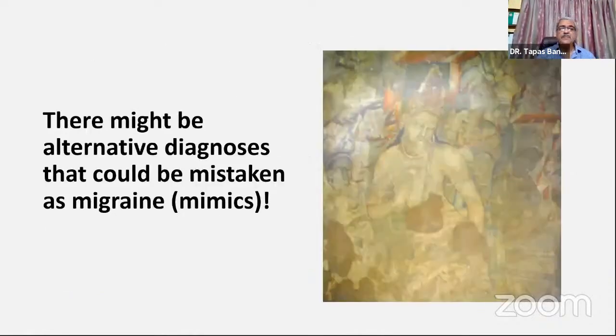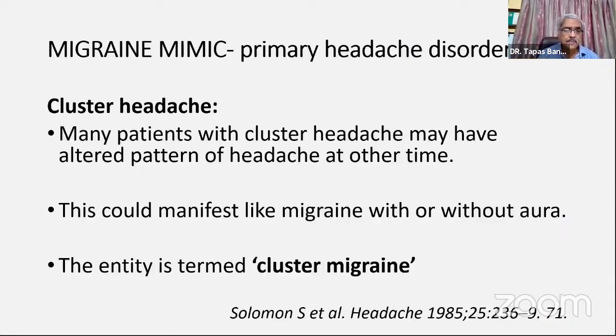Now, there may be alternative diagnoses that could be mistaken as migraine, or what we call migraine mimics. For example, cluster headache. Cluster headache is a very clearly defined headache phenomenon, but many patients with cluster headache, at other times, can have headache which is very similar to migraine with or without aura. If this happens, it is a cluster headache variant, and we call it cluster migraine. So here, cluster headache can be a migraine mimic.